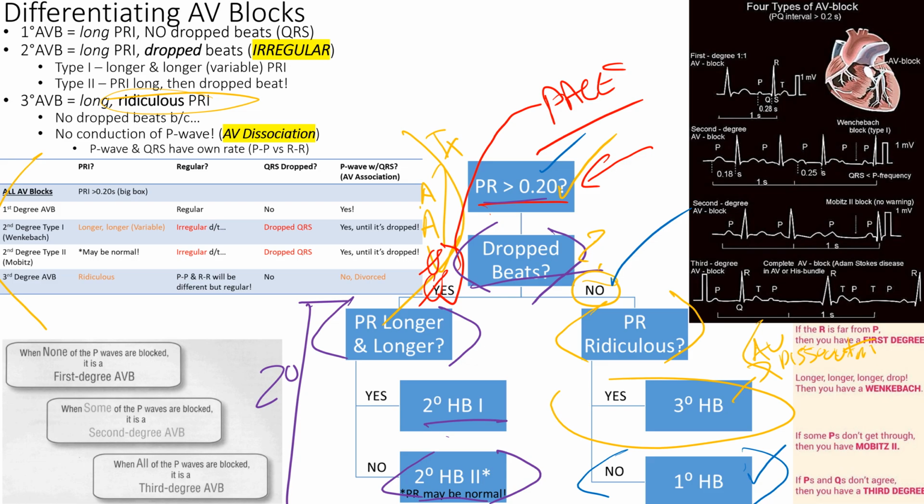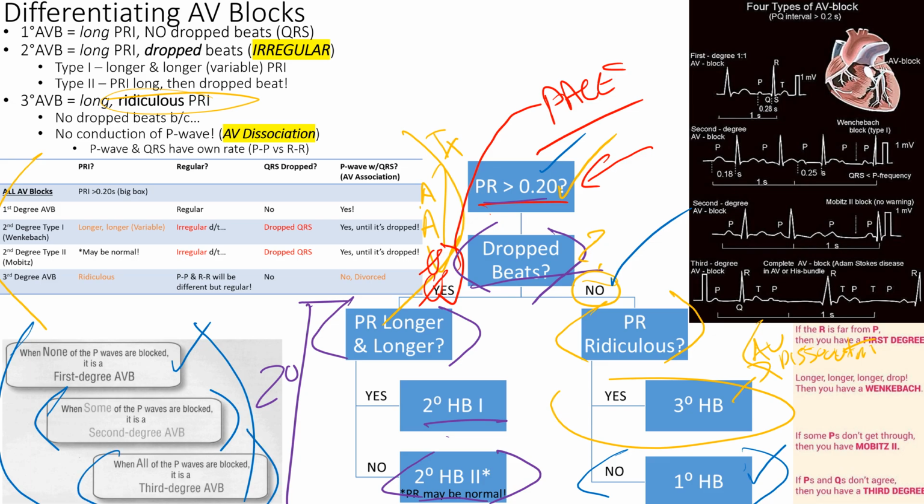Okay? And yes, there's a cute poem, but the poem's not really going to tell you which one's which. If you can memorize which one's Wenckebach, then your poem is going to make sense to you, right? So when none of the P waves are blocked, it's a first degree block. When some are blocked, it's a second degree block. When all the P waves are blocked, it's a third degree block.